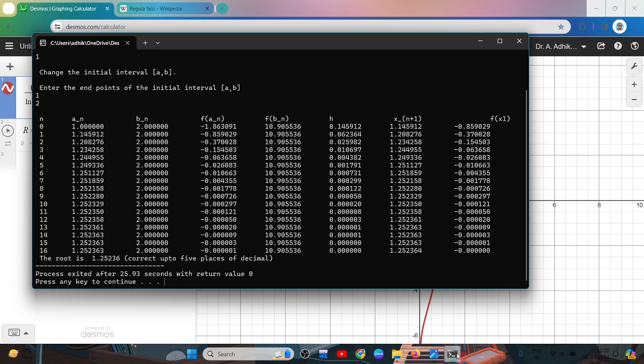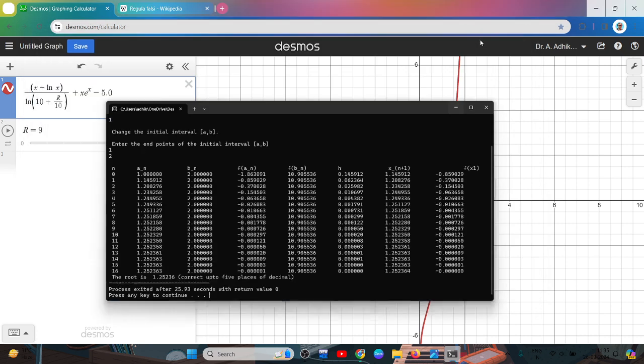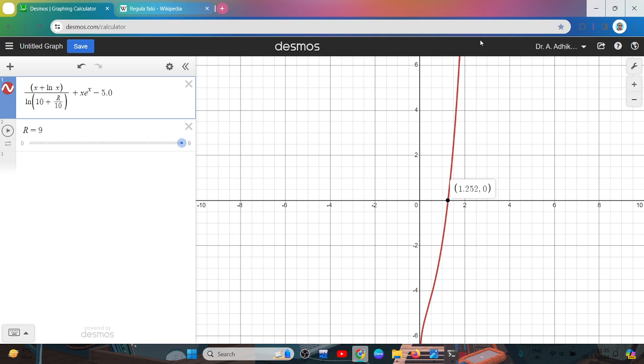And from the C programming we get 1.25236, correct to 5 decimal places. So both are almost the same. And this completes the lecture.